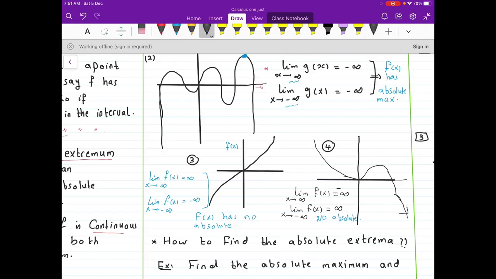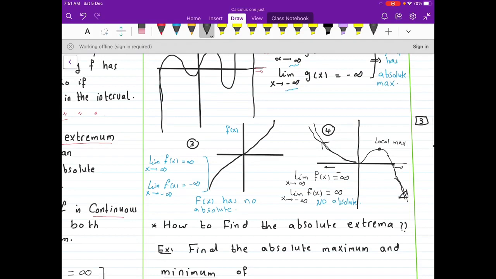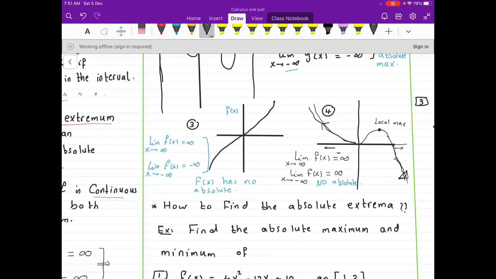Does this function have a local max or a local minimum? It's clear that this point is a local max. So as x approaches infinity, obviously the graph approaches minus infinity, and as x approaches minus infinity, the graph approaches infinity, so no absolute. Our question now: how to find the absolute extrema? That means how to find the absolute maximum and minimum for the function.